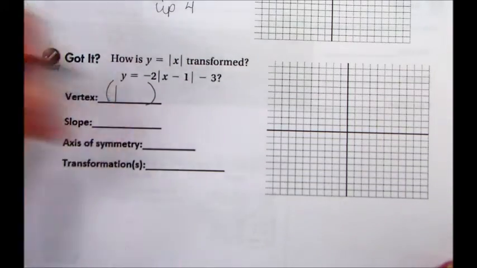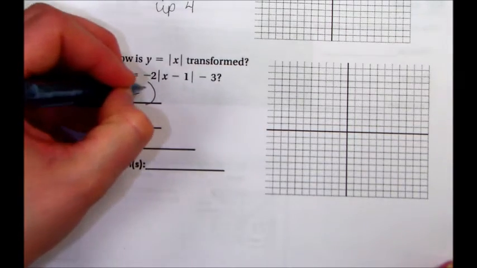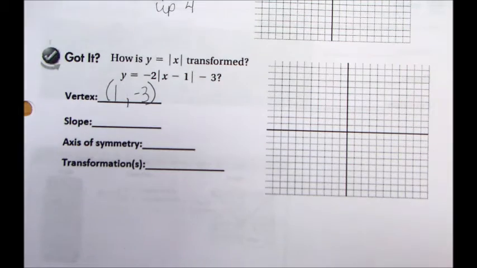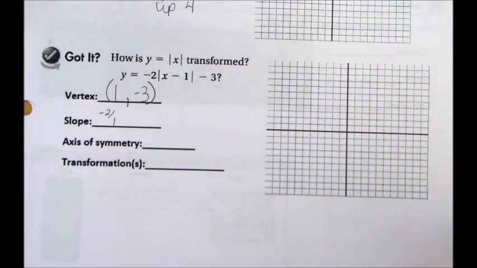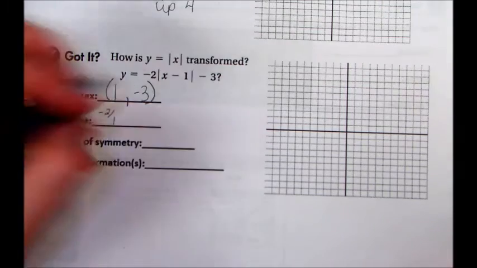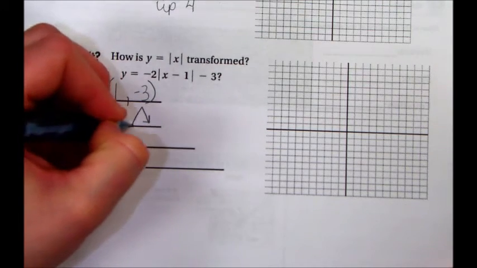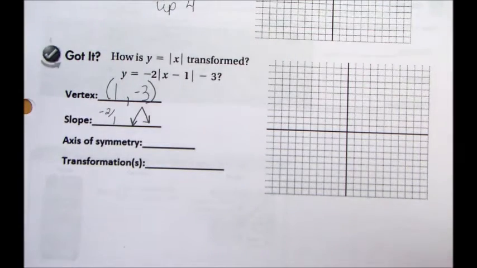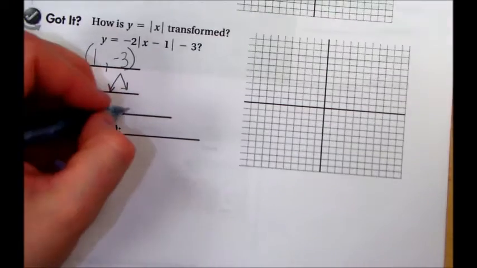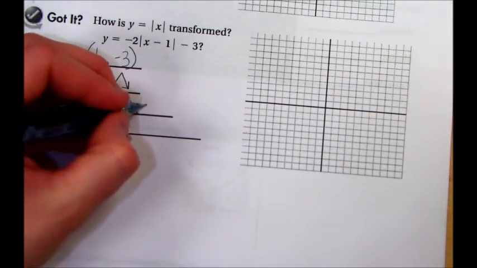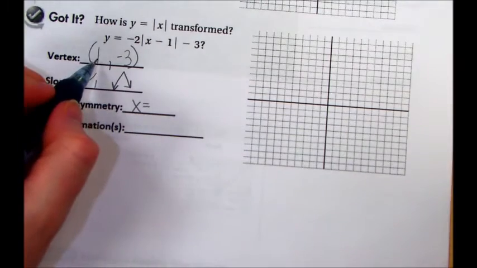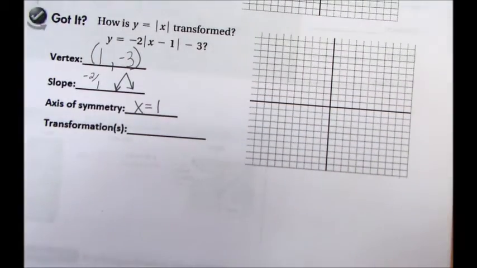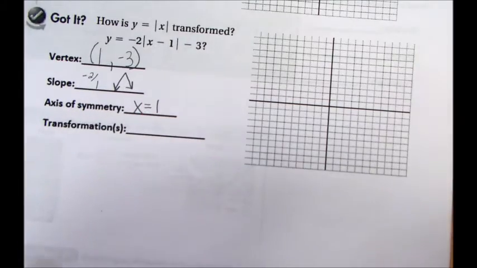Hopefully you got +1, comma, -3. Your slope is the number out front: -2/1. Oh, first time we saw a negative, right? That means it's going to be an upside down V. Axis of symmetry is x equals, I'm hoping you're working ahead of me, that 1 from your vertex, which means it folds around this line.